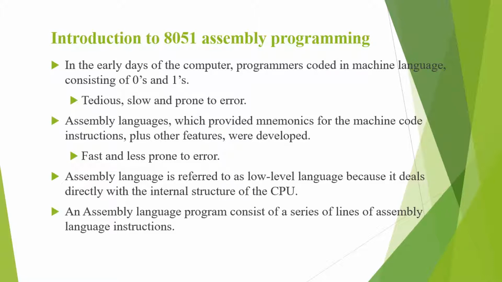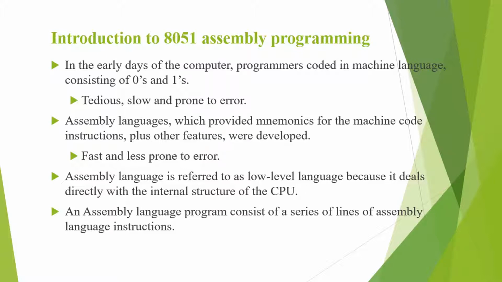In the early days, the hexadecimal system was used as a more efficient way to represent binary numbers, but working in machine code or machine language was still cumbersome for humans. Later on, assembly languages were developed. These assembly languages provided mnemonics for the machine code instructions. Also, they had a few features developed. These languages were faster in execution and also less prone to error.